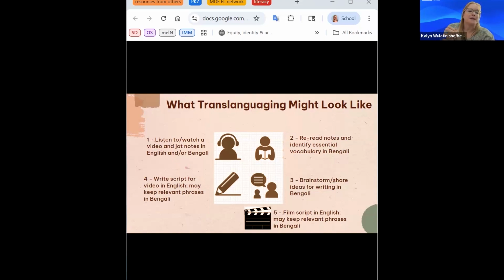Finally, when they're writing the script for the video, depending on who the audience is, now if the audience has students who are sharing the language of English and they come from many different language backgrounds, then they will probably write all or the majority of the script in English. They may keep, however, some relevant phrases in Bengali, right? So this is just one example, but it can be very fluid because the whole point is what are we producing? Who is our audience? What's our purpose? And how are we making meaning for ourselves?